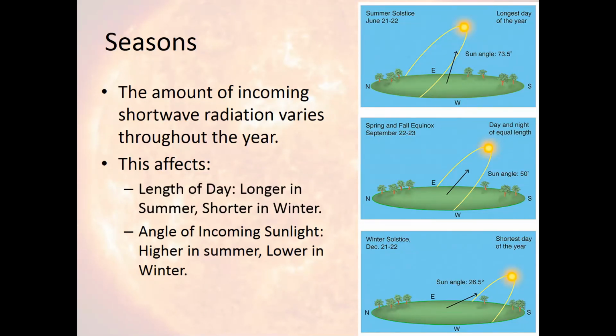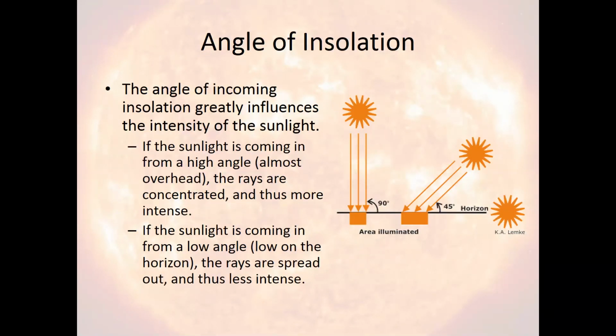Now, I just talked about this, but just a quick review of it. We actually have a fancy name for this angle that the sun is coming in at. We call it the angle of insolation. Let me explain what insolation means. In means incoming, sol means solar, ation means radiation. So when we're talking about the angle of insolation, we're talking about the angle with which sunlight's coming in.